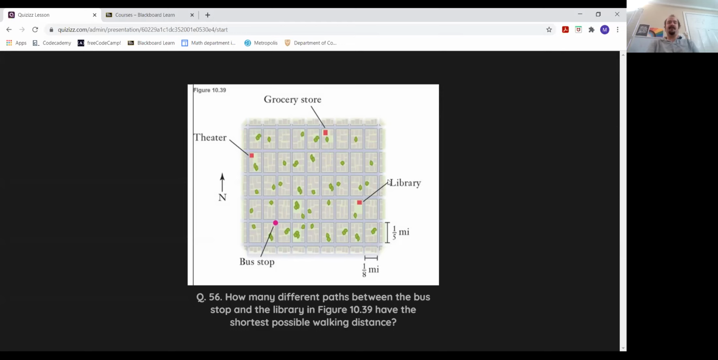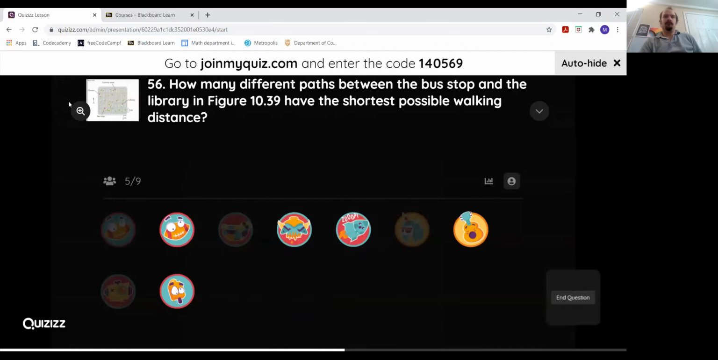And now they want to know how many different paths are possible to walk that are the shortest path. So I think I queued it up a little bit. Multiple guess. Let's see if I count them right. So basically just don't go backwards, right? How many different paths are there going forwards towards the library?